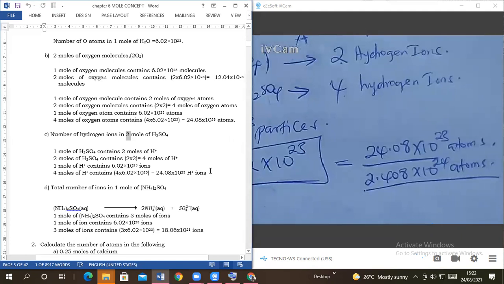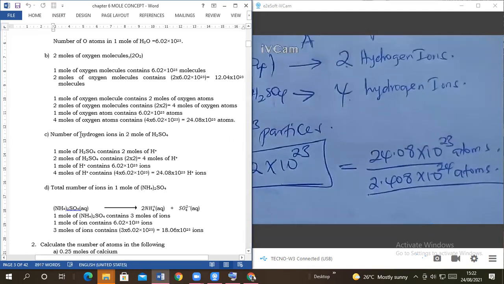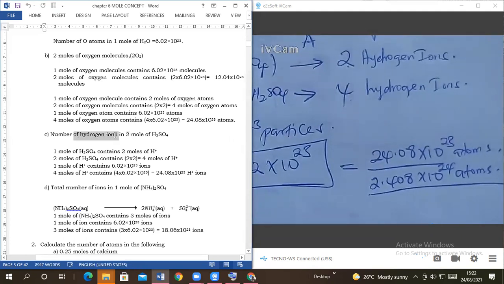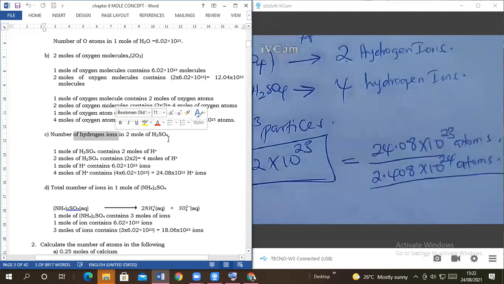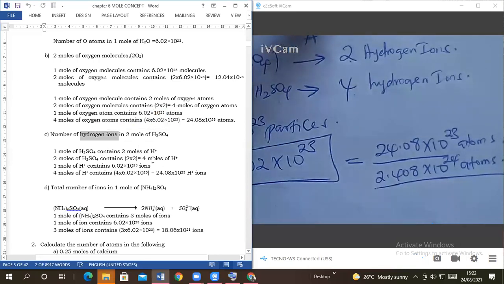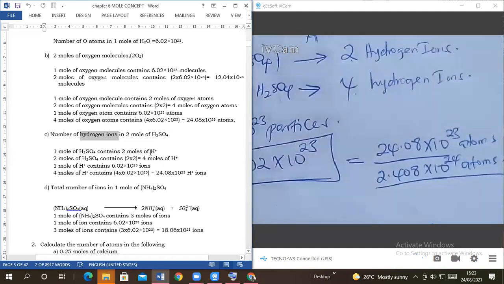So here, that's what we have. The question is basically on hydrogen ions. So we don't mind about the sulfate ions in the solution. That's a good thing with the mole concept. They give you what the question is based on. So they want the number of hydrogen ion particles in 2 moles of sulfuric acid. You first know that sulfuric acid produces 2 hydrogen ions. So even if you leave the sulfate, it has no cost.